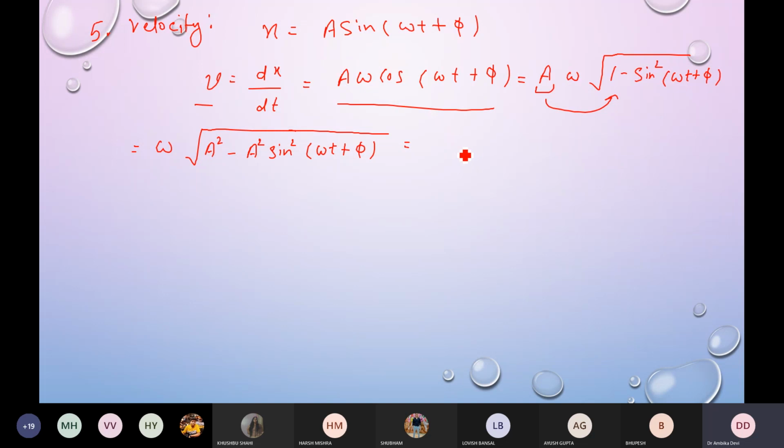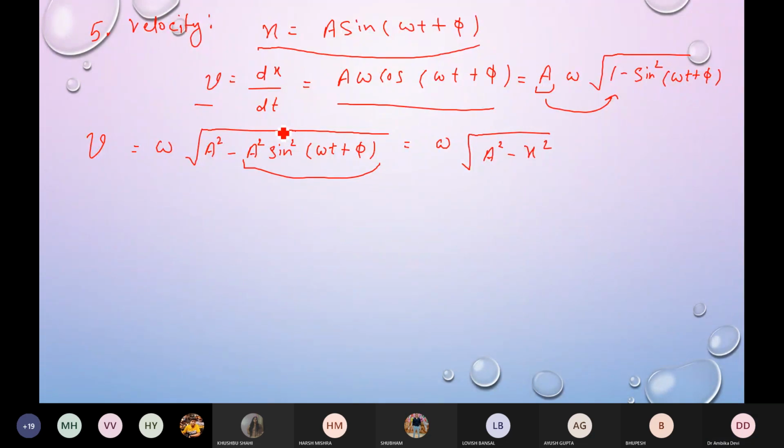So this will become v, velocity, is equal to omega, and then inside we can have a square minus, if you see this carefully, what is this? This is x square, rather, right? A square sine square, because x is equal to a sine of omega t plus phi. So if we do x square, you will get a square sine square omega t plus phi. So this is x square. So this equation gives you the velocity of the particle at any displacement x, right?